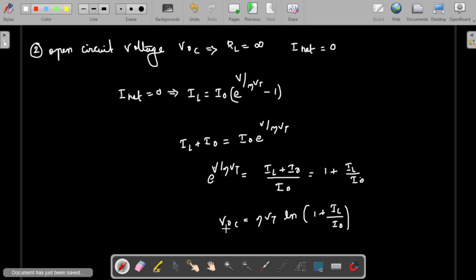So this is the short circuit, and this is because of the VOC, the open circuit voltage. The IL here will also be equal to ISC. Okay, so this is the same. So this is how we can take the characteristics into picture.